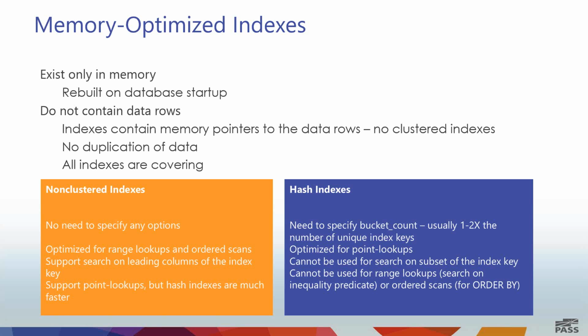Then non-clustered indexes, because they are ordered, you can also just search on the leading column of the index key. If you have, let's say, 2 columns, say sales order ID, sales order detail ID, you can just search on the sales order ID and forget about sales order detail ID. On a hash index, because the hash value is computed based on the entire index key, you cannot search on just part of that index key. So you cannot search on a leading index key column. You always need to search on the entire index key.